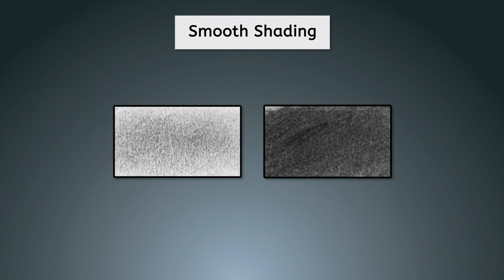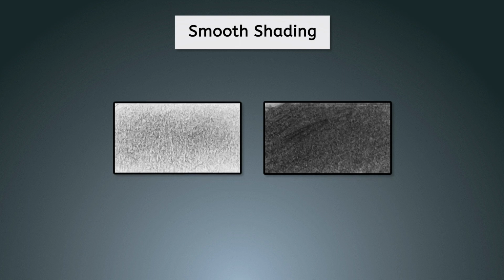Now go ahead and pause the video and do your own smooth shading in the assigned box in your lesson PDF. Try to create a light and a dark value.